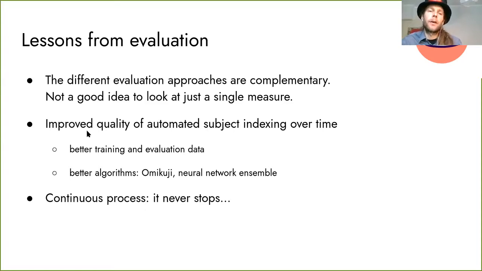Clearly the quality of automated subject indexing we're doing has improved over time. And part of it is that we have, over time, got access to better training and evaluation data, but also, of course, better algorithms. And especially Omikuji has been very, very good for us. Another improvement was the neural network ensemble, which is a more advanced ensemble method that can better identify when a particular algorithm is trustworthy and when it isn't. But evaluation is a continuous process, it will never stop, and we will keep doing it just to make sure we are making progress.